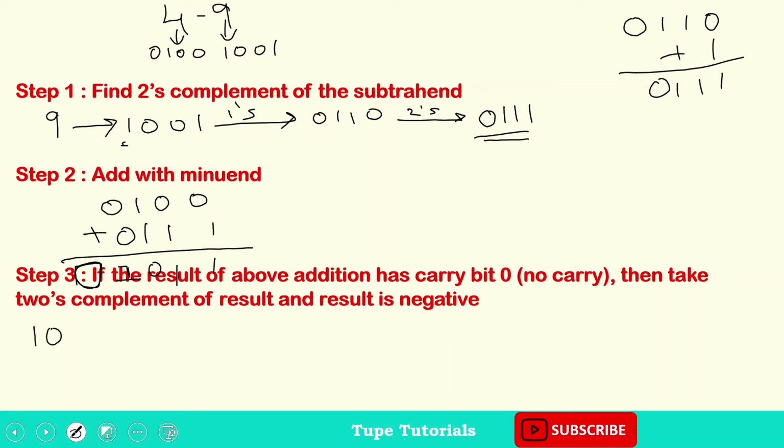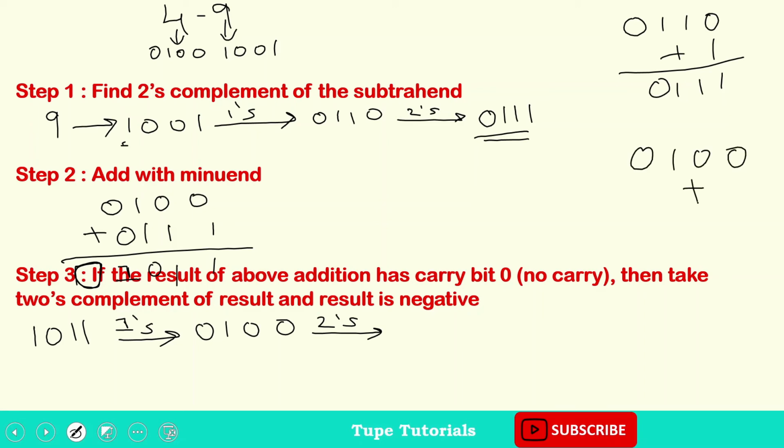So 1 0 1 1. First we will find its 1's complement. We will get 0 1 0 0, and then what we have to do? Find the 2's complement. That can be achieved by adding 1, that is 0 1 0 0 plus 1. We will get 0 1 0 1, right? So this is the correct answer.